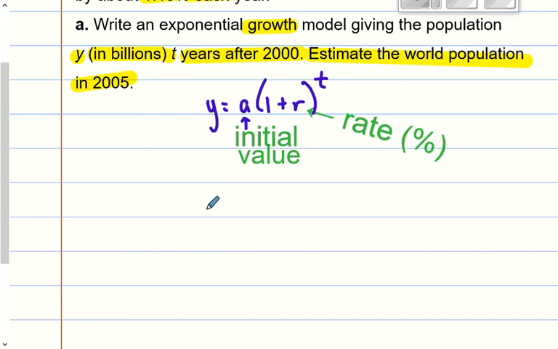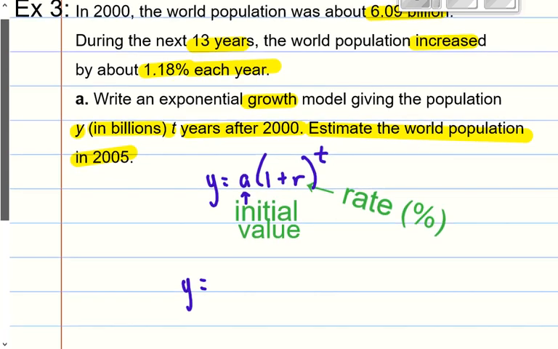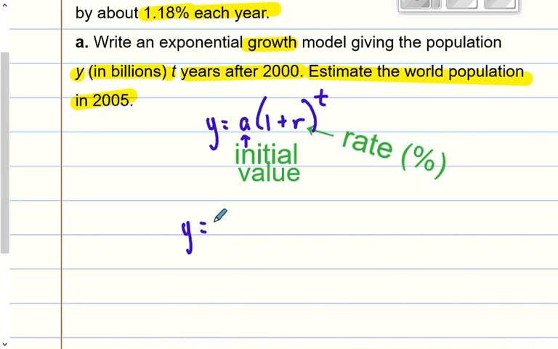So now let's go back and plug in the things that we know. Y equals, and it said Y in billions. So it said up here we start off at 6.09 billion. Well, if we start off at that, then that's our initial value. We're going to put that in for A, 6.09. And then we have 1 plus, and it says that R is my percentage rate. Well, I have 1.18% of growth each year.